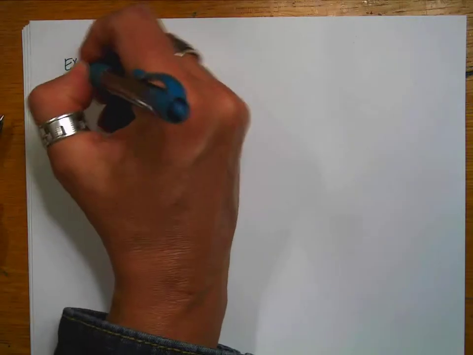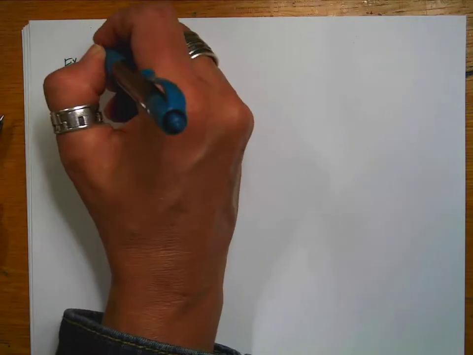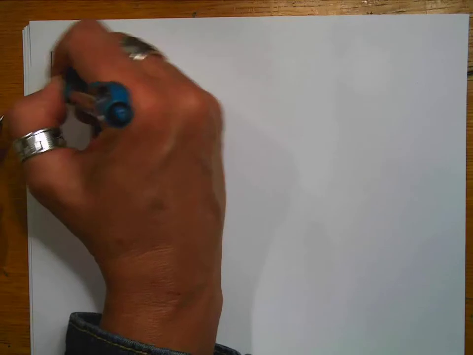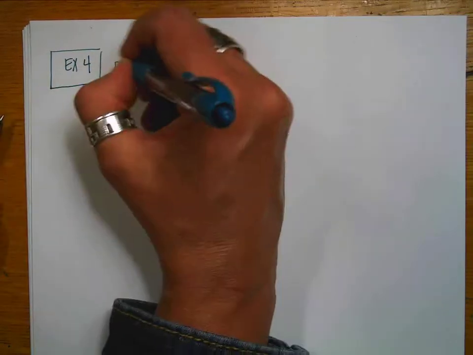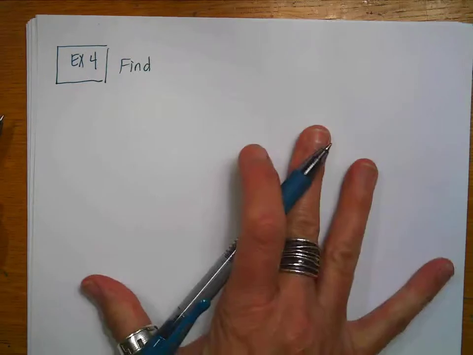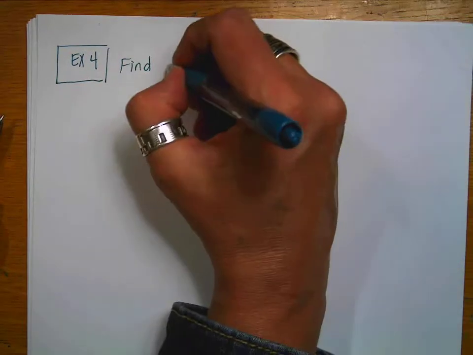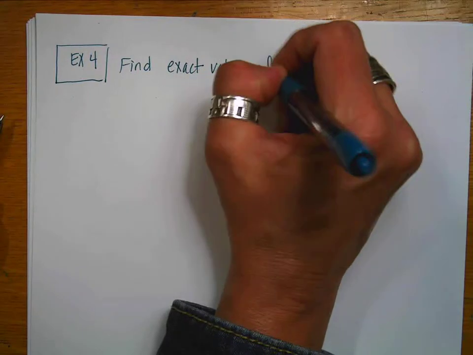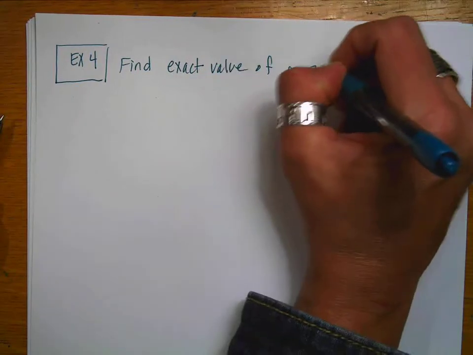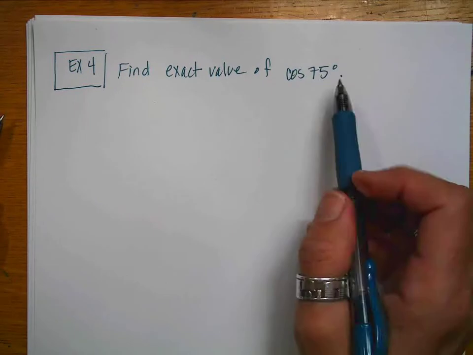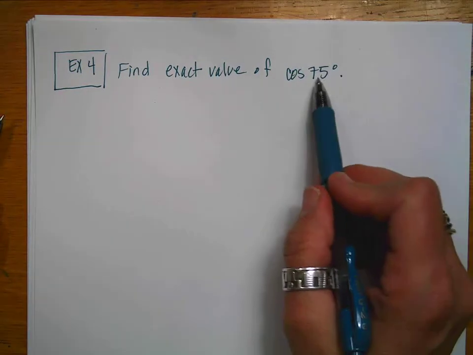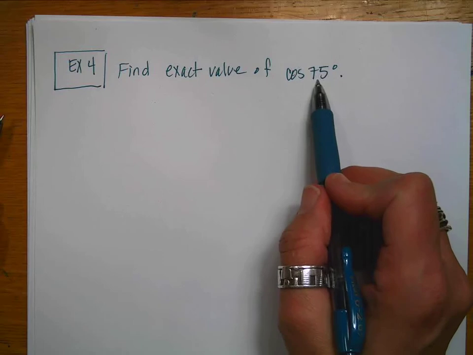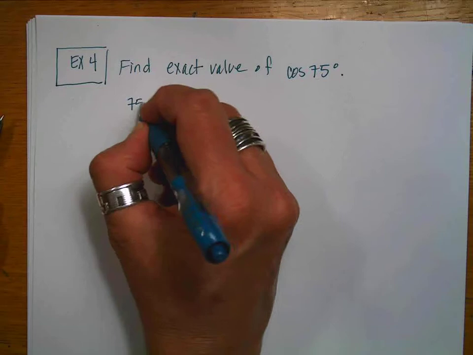All right, I have one more example for us. We're going to do example number 4, and this one is using our half angle formulas. That way we will have done an example from every different type of formula. So this one says find the exact value of the cosine of 75 degrees. Now, in a former problem in a section, we tried to do this with a sum. This time we're going to do it with our half angle formulas.